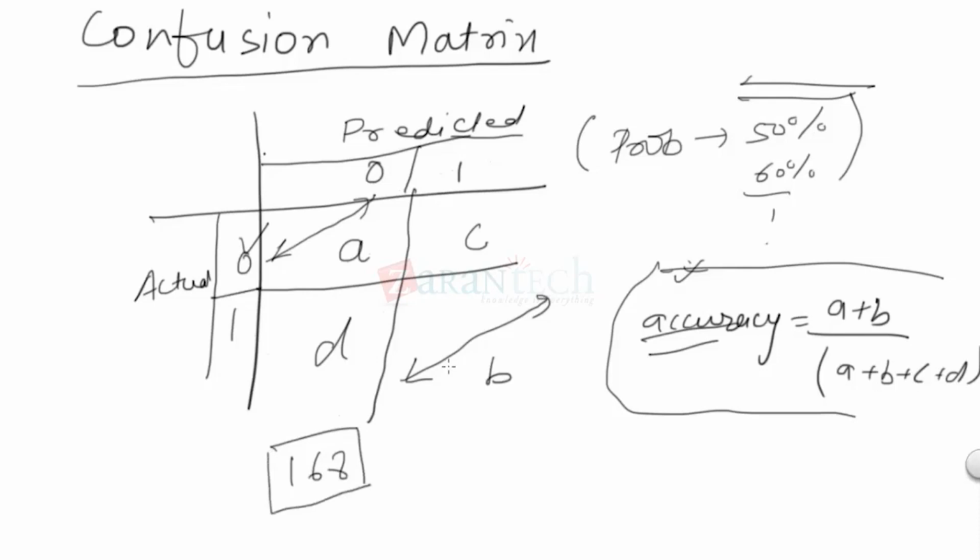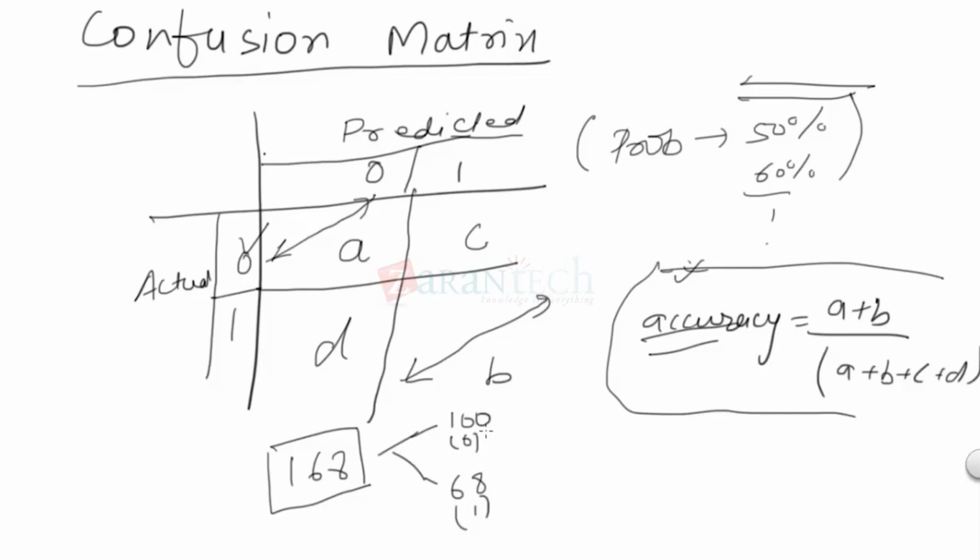So let's say that whatever the number is, we'll see how many are actually 0s and how many are 1s. For the sake of this, there are 100 zeros and 68 ones. These are zeros and this is 1.